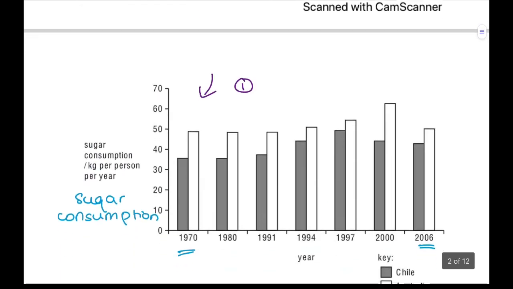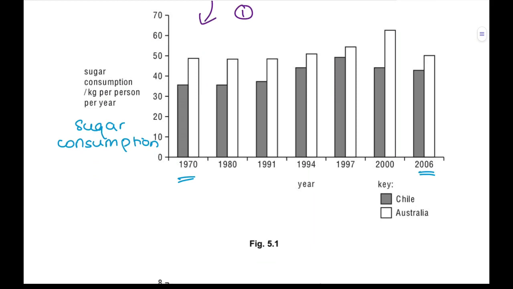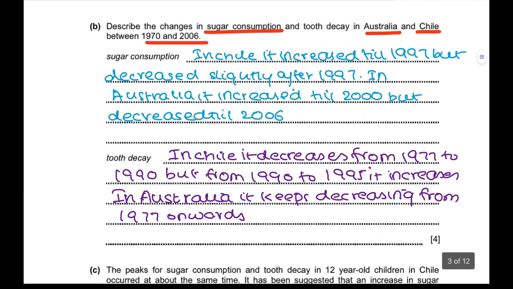So if we look at the sugar consumption graph, we're able to see that in Chile, alright, this is the Chile one. So in Chile you're able to see an increase till 1997, but after 1997 there is a decrease, right, till 2006. So that is your first point. Alright, in Chile it is increasing.